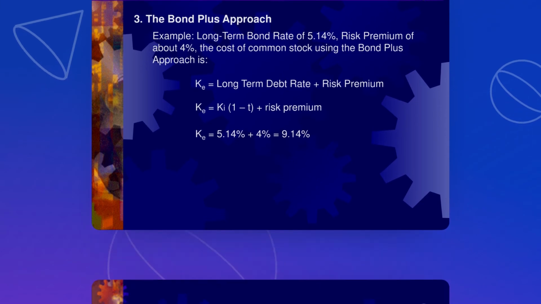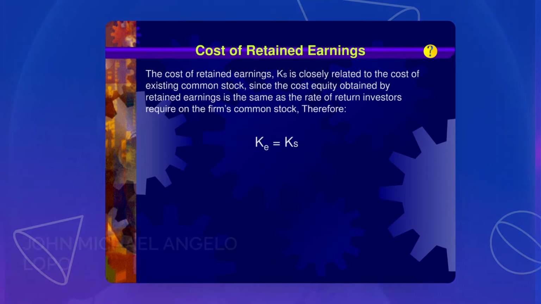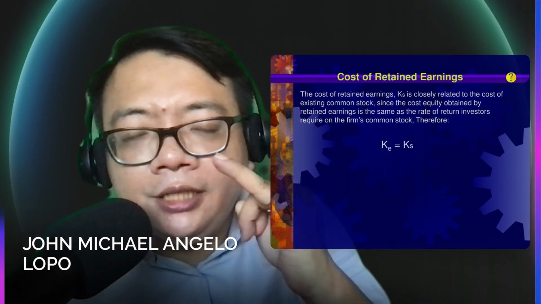Alright. Next one. We have finished the cost of debt, the cost of preference, and the cost of equity. In the cost of equity, we have our Gordon's growth model, we have our capital asset pricing model, and we also have the bond plus approach. Next is all about the cost of retained earnings. Right? So, what is your cost of retained earnings?